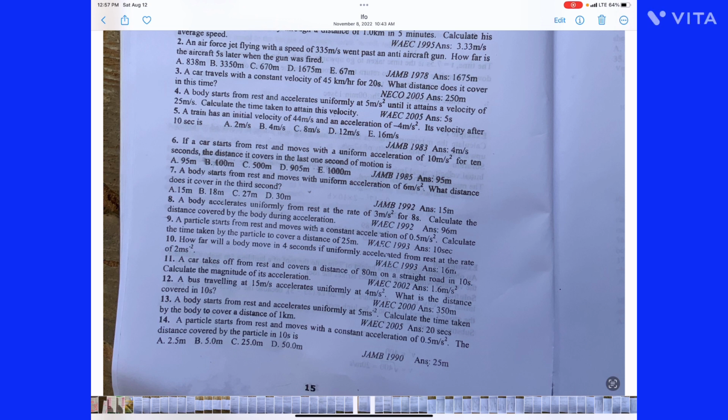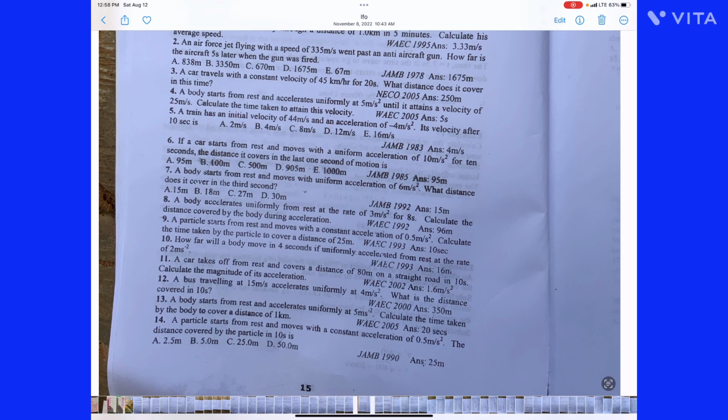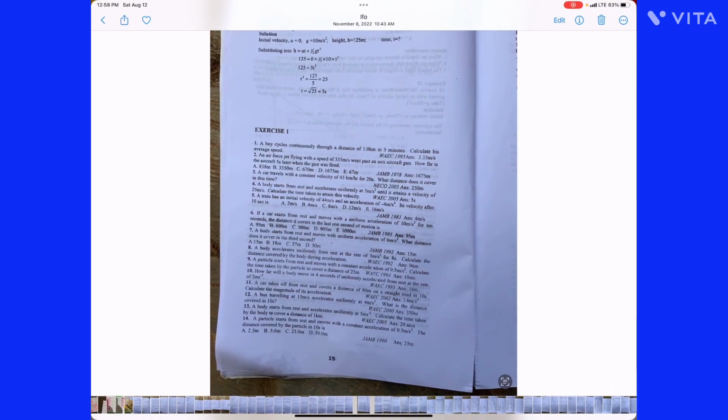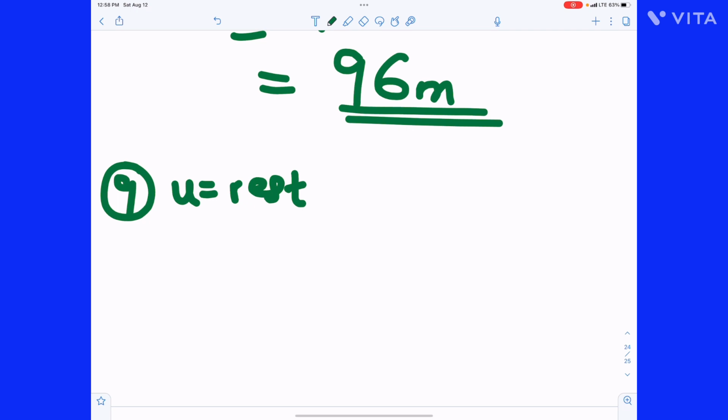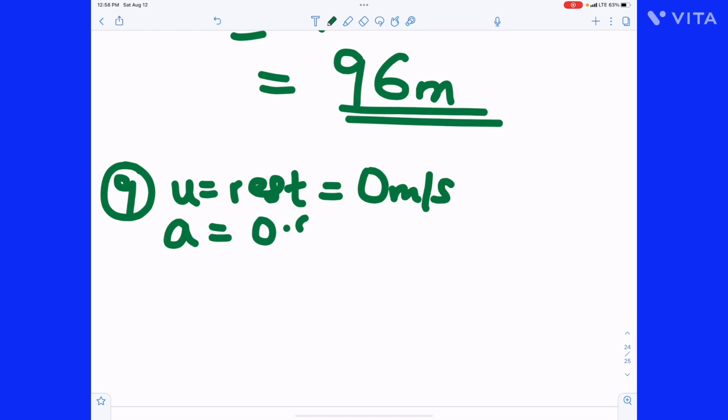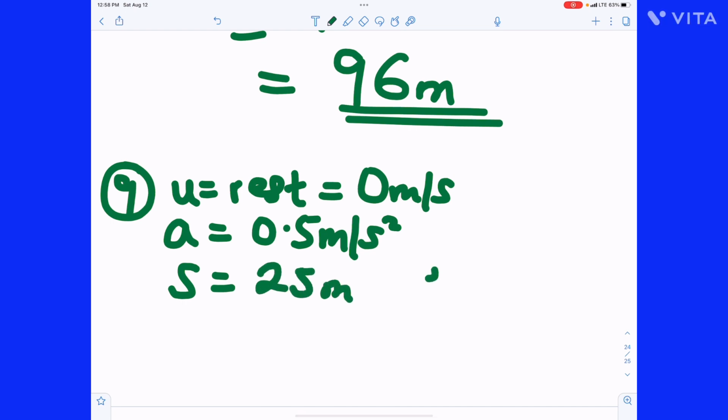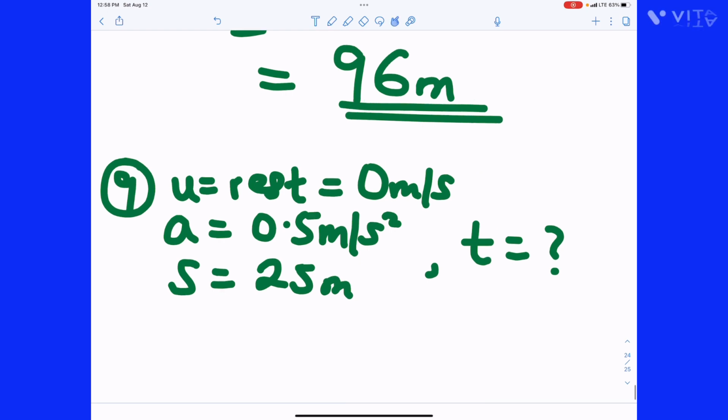Question 9 says, a particle starts from rest and moves with a constant acceleration of 0.5 meters per second squared. Calculate the time taken by the particle to cover a distance of 25 meters. Okay, that's a simple question. Start from rest, so the initial velocity is 0 meters per second. It accelerates with an acceleration of 0.5 meters per second squared. We should find the time taken to cover a distance of 25 meters.